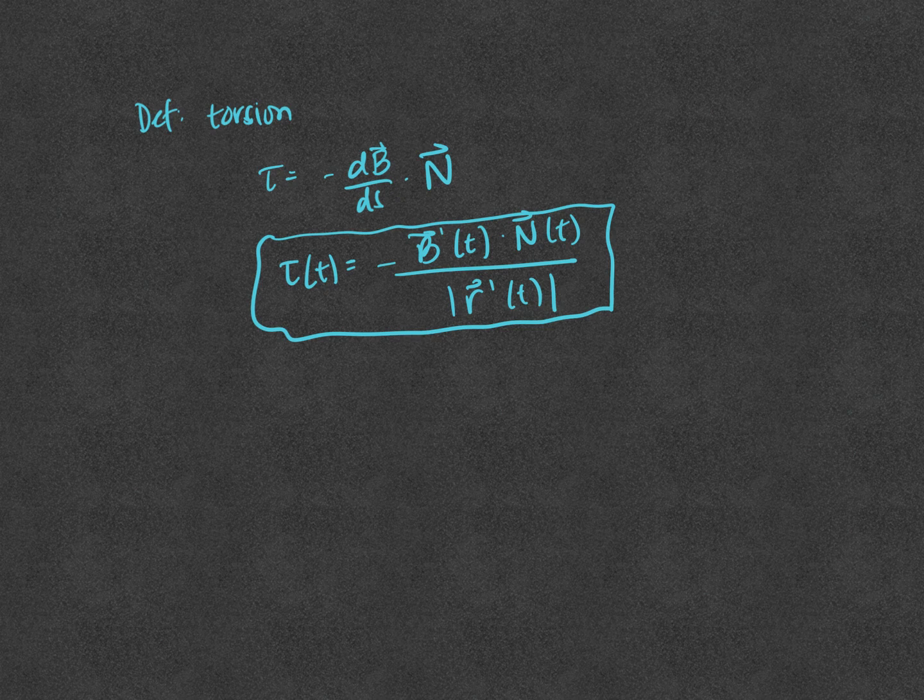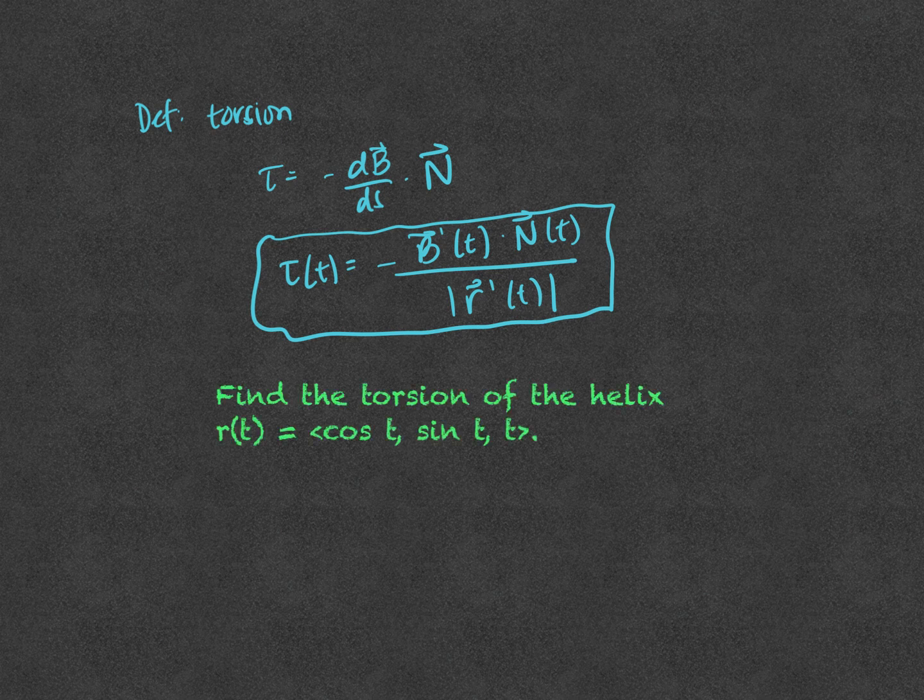So the problem says find the torsion of the helix. Now this example says find the torsion of the helix, and it's r of t equals cosine of t, sine of t, t. We did this problem earlier, and we already found all of these things. So I'm going to scroll back and find that stuff. I'm going to do it that way. So we found r prime of t. Well, this we can do pretty easily anyway. The derivative of cosine is negative sine of t. The derivative of sine is cosine of t, and the derivative of t is 1.